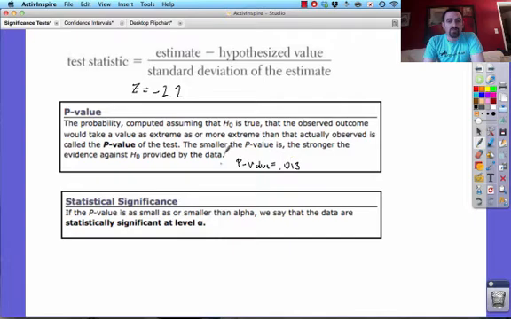Now, this is a very small p-value. The smaller the p-value, the stronger the evidence against H0. What we're saying here is that if we say we're going to reject the null hypothesis, then the chance that we do that in error is 1.3%. So the smaller the p-value, the less chance of error you have if you decide to reject the null hypothesis. The last concept we want to talk about right now is called statistical significance.